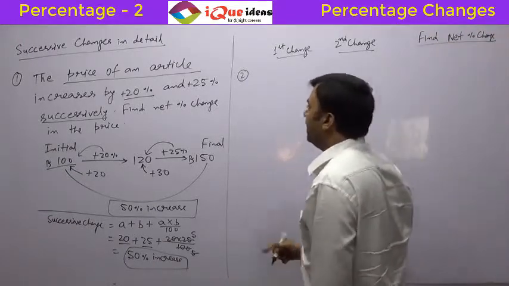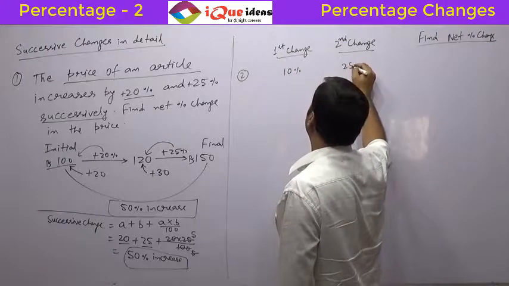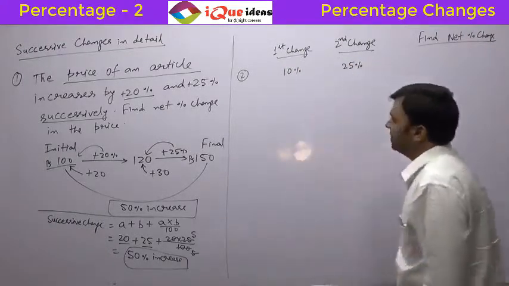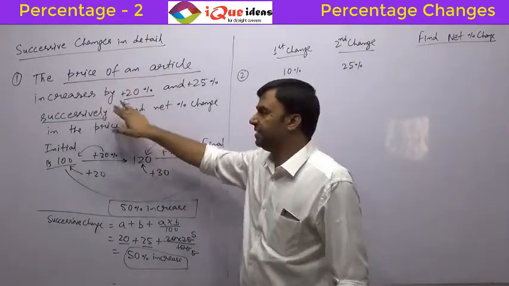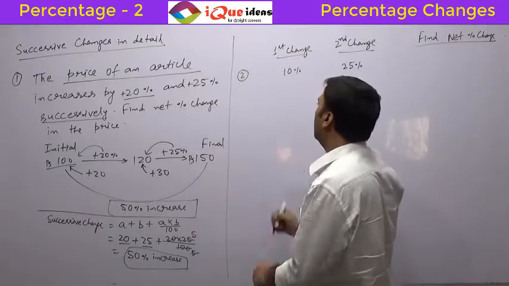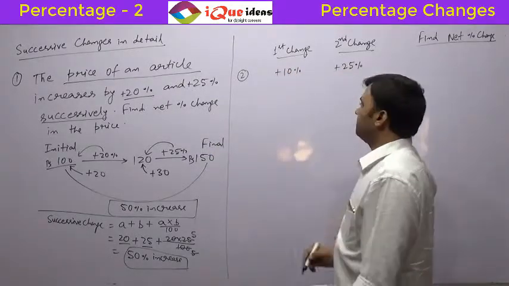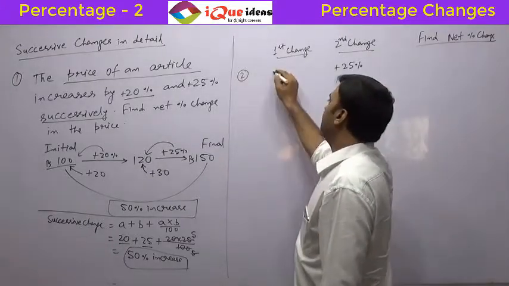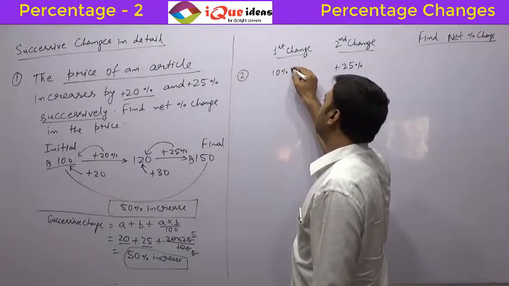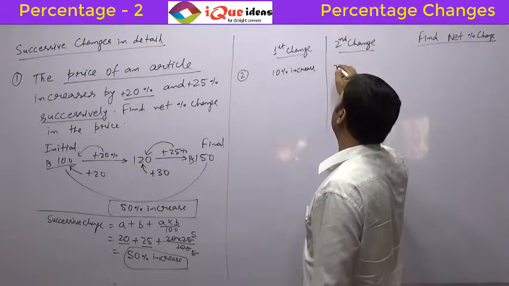Okay, let's see. If I give you the first change as 10%, second change as 25%, what will be the net change? So what I'm trying to say here is it is the same question, it is just that I'm changing the percentages now. So if I'm not mentioning the sign, by default the sign would be plus, right? The negative sign always has to be mentioned. Or there's another thing, 10% increase, let me put it this way. And this is 25% increase.